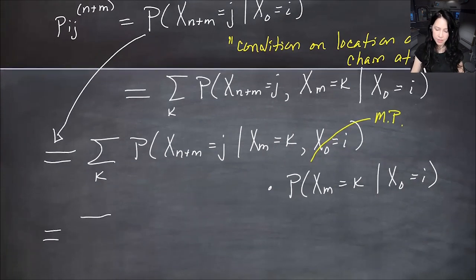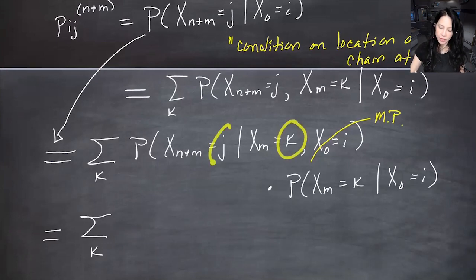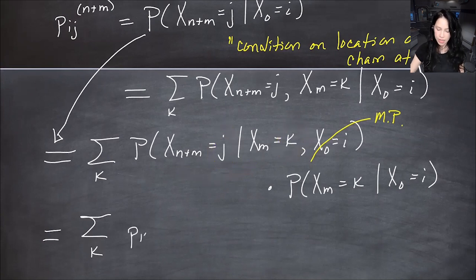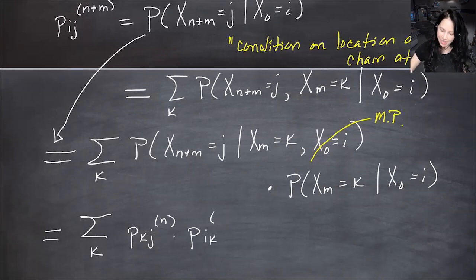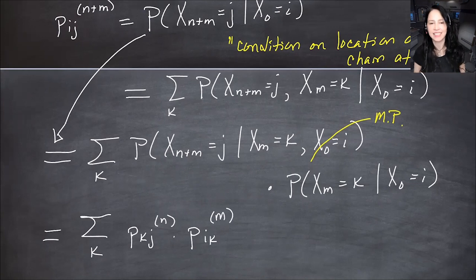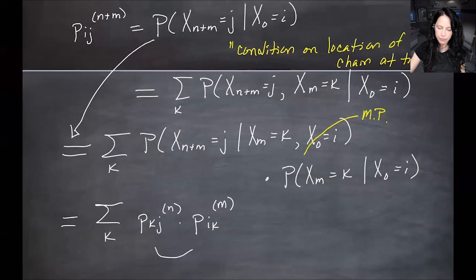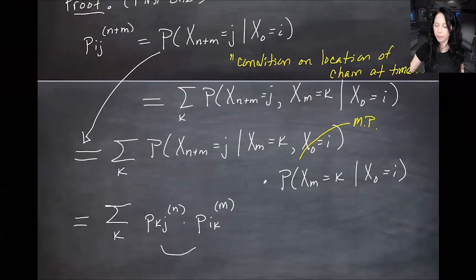This is the sum over all k. The first probability is me going from k to j in n units of time. And our notation for that is p_kj super n. And the second probability is the probability of going from i to k in m units of time, in our new notation. And although they're written in the reverse order, it's just multiplication of scalars. We have proved the Chapman-Kolmogorov equations. That's what we were out to show.